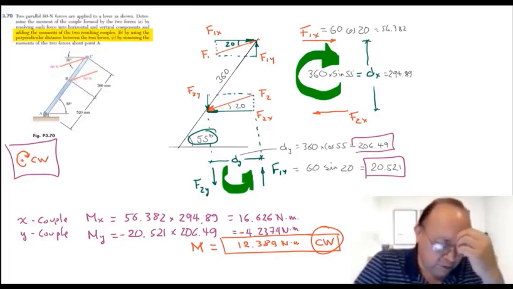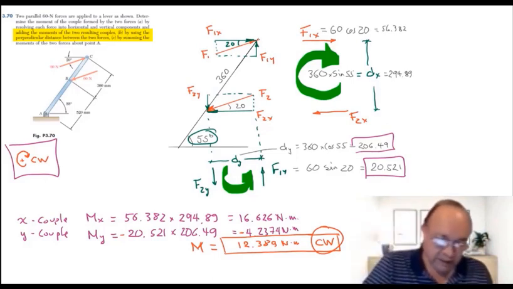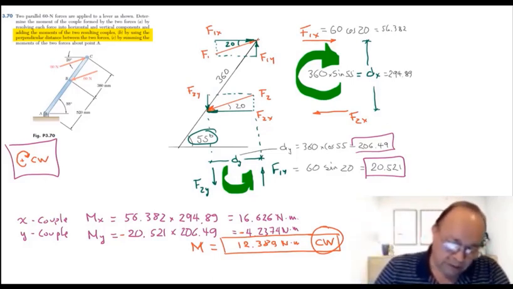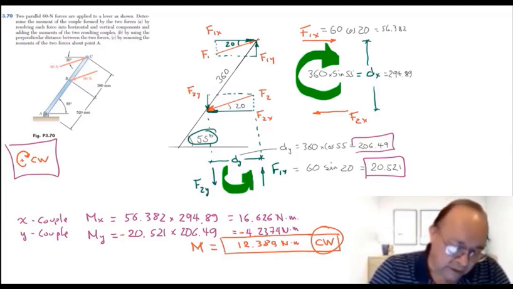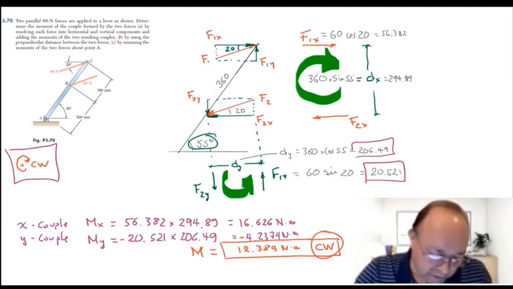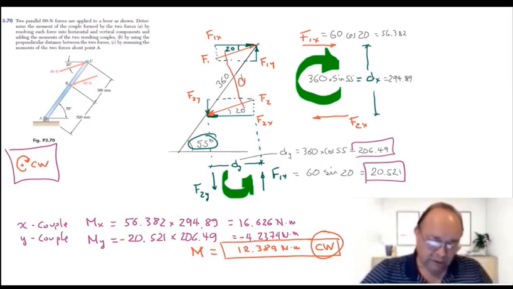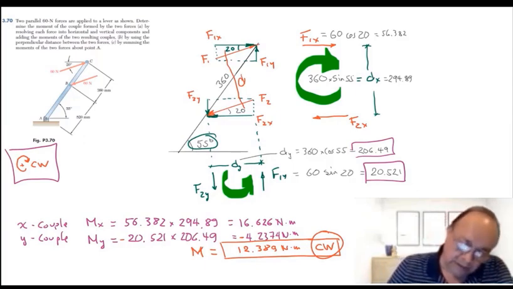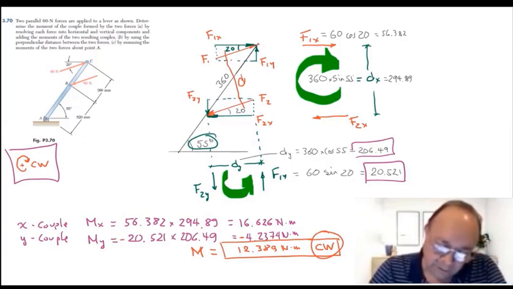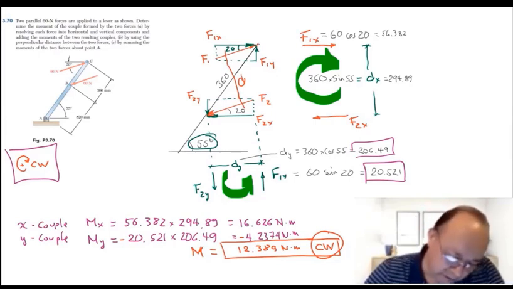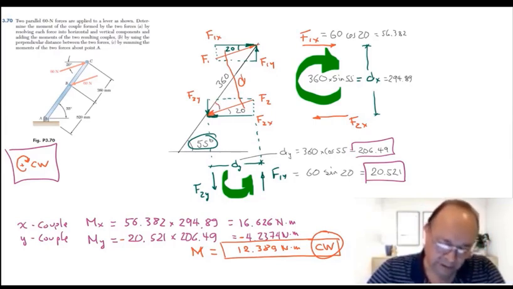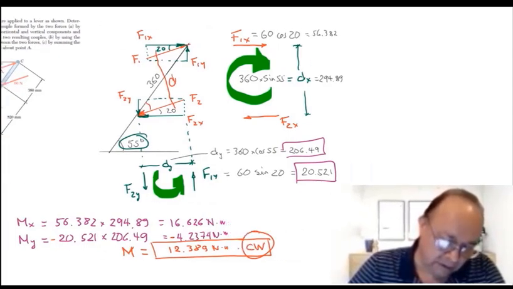Let's do the second by using the perpendicular distance between the two forces. Okay, so now let's do the same calculation, but using the distance between the two forces. That distance will be this distance right here, D. And what is that distance? That distance D, let's put it over here, is gonna be 360 times sine of this angle. So we can find this angle and make a little diagram here.